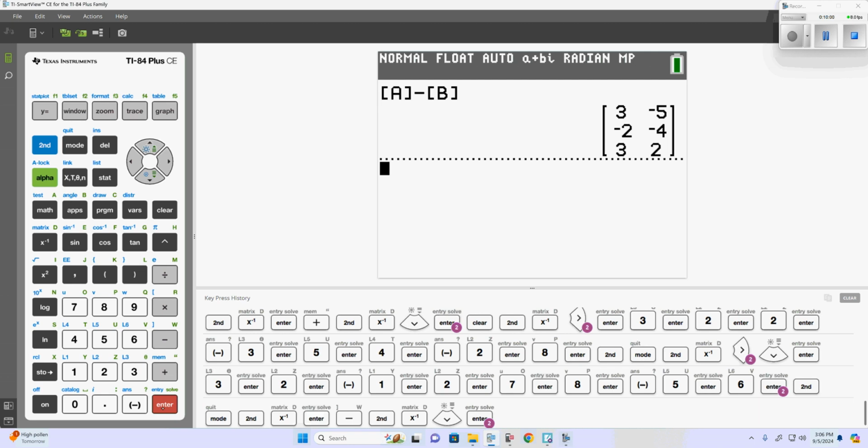So second matrix, in the first row, you can recall them. So you select A first, enter, minus, as we're subtracting, then second matrix, go down 1 to B, hit enter, so you have A minus B. Hit enter one more time, and we get 3, -5, -2, -4, 3, 2.